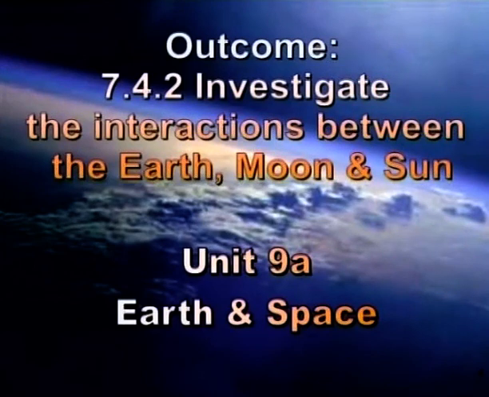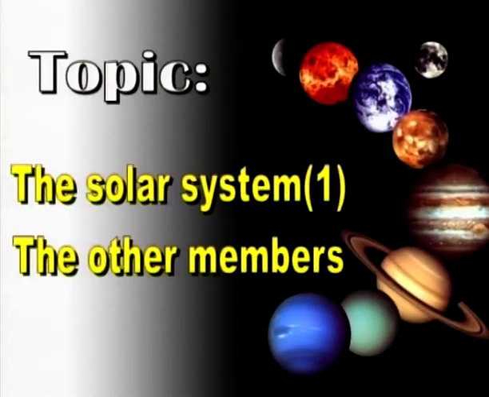All right, receiving teachers, we are on the same strand, substrand, outcome, and the unit, which is 9A, Earth and Space. Our topic for today's lesson is on the solar system, part 1, and other members. This is lesson 96. Receiving students and the model class, your workbooks, you should turn to the page. Can someone give me the page number? Thank you, Clement. Everyone should turn to page 24. That's where you will see your activity for today's lesson.